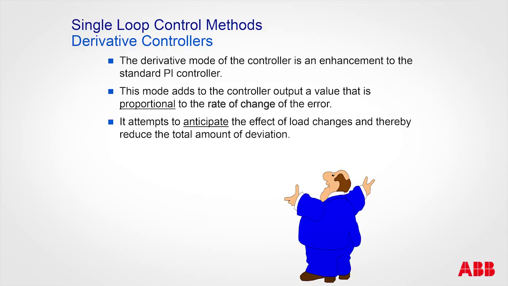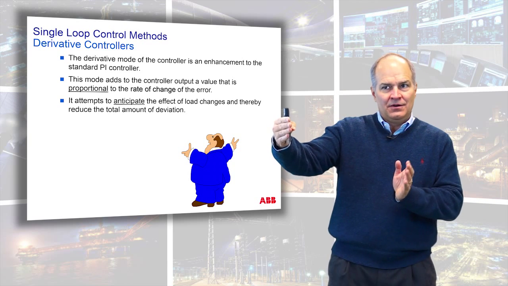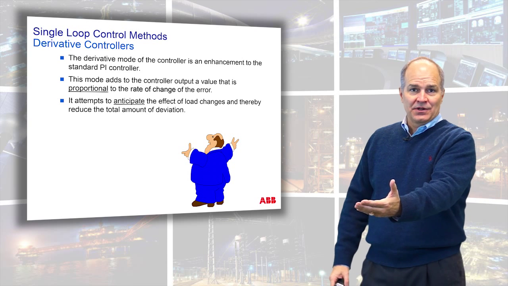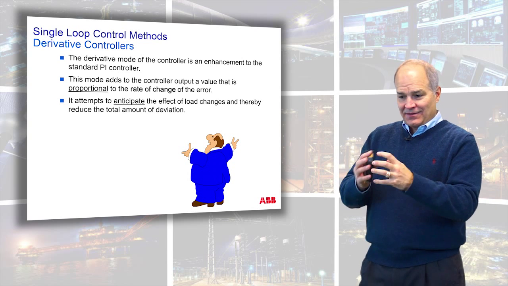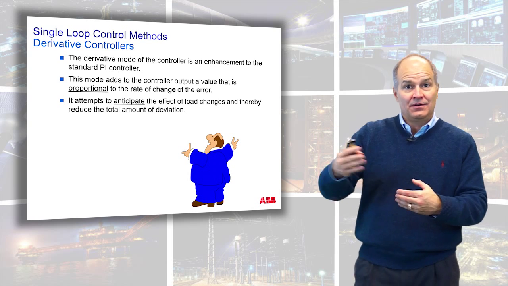This mode adds to the controller output a value that is proportional to the rate of change of the error. In other words, based on the slope, it's saying, here's where I think the error is going to go, so I'm going to fix it now. So it literally anticipates where you're going to go. It's trying to predict where you're going to go and then fix it now so that you don't go there.